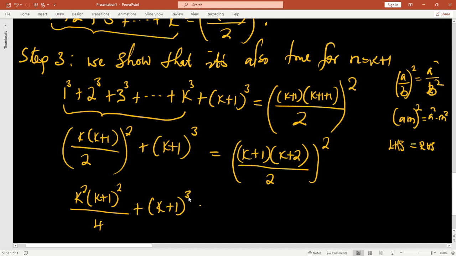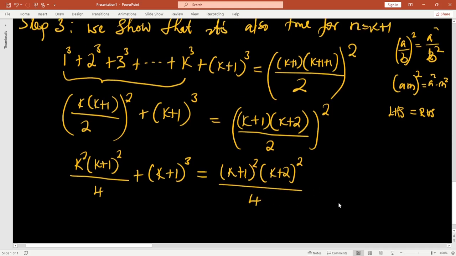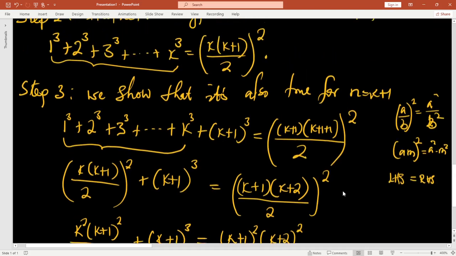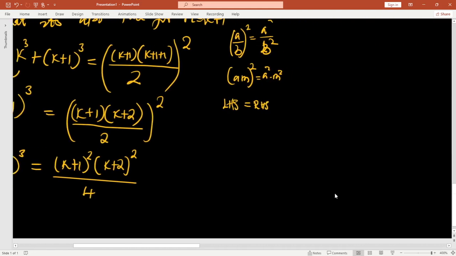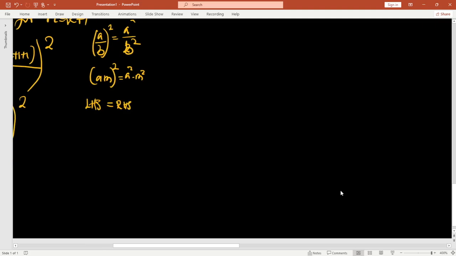Okay, so (k+1)^3 here is equal to (k+1)^2 (k+2)^2 divided by 4, like this here. Alright, so here I'll just write this side where there's space to solve this.